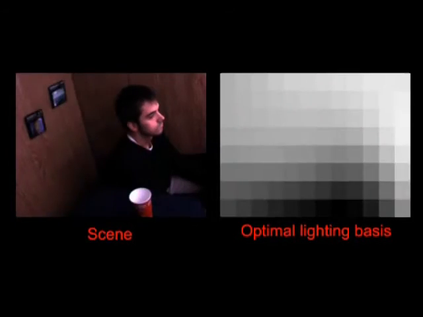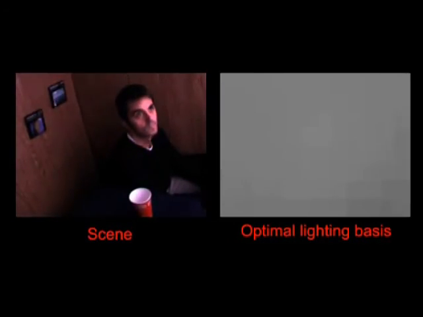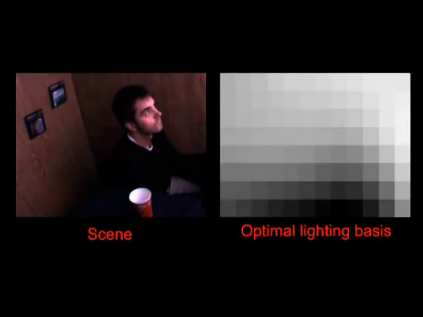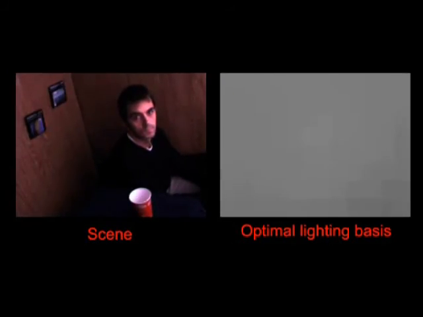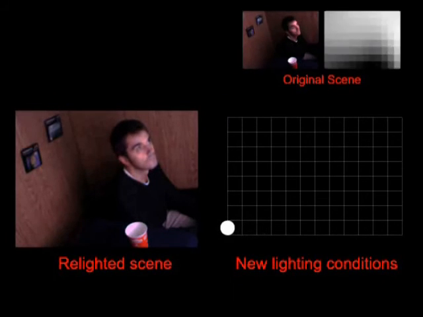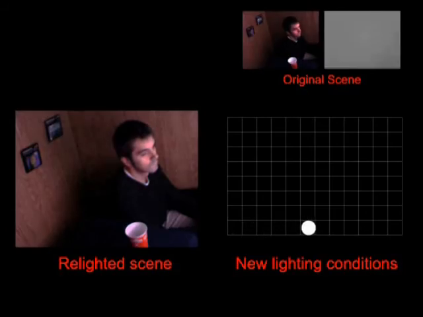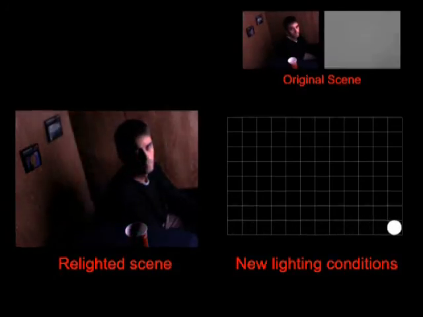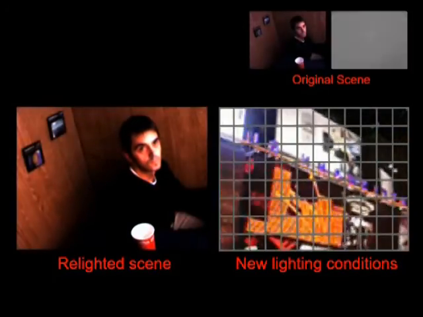In the last example, we show how our setup is easily scaled and allows us to relight bigger scenes. This video corresponds to the original sequence illuminated with the optimal light basis. Now we relight this scene with a moving single light source. Notice how the cast shadows change with the movement of the light. Here we simulate how the scene would be if it were illuminated by the light of Times Square.